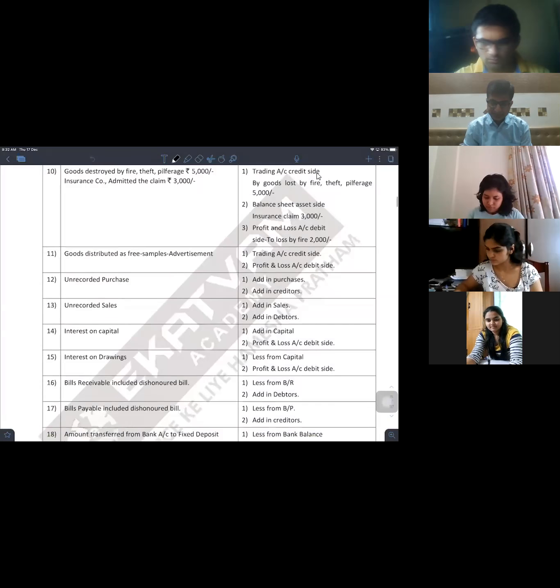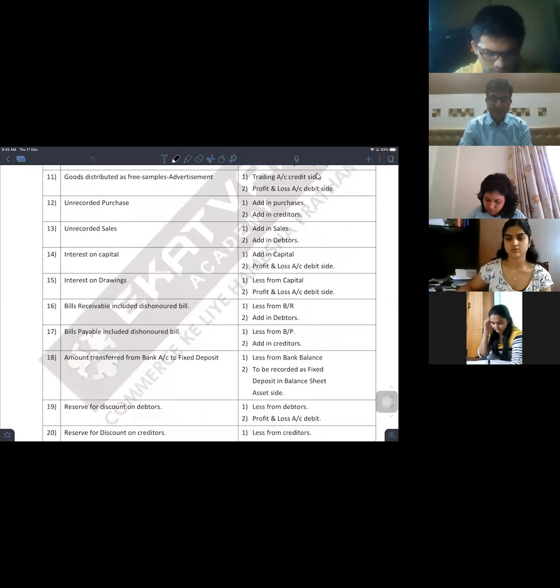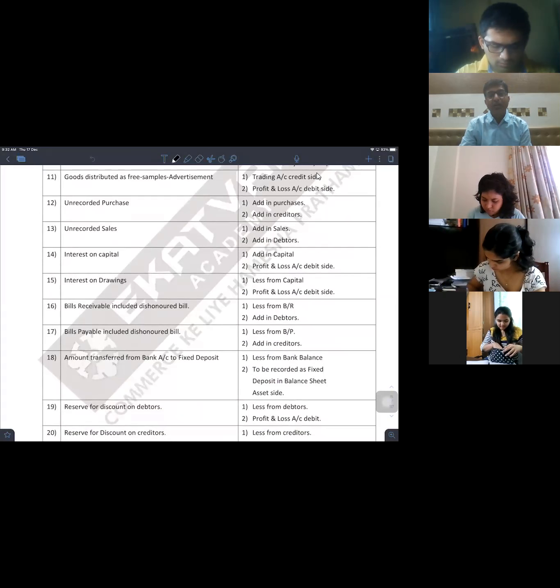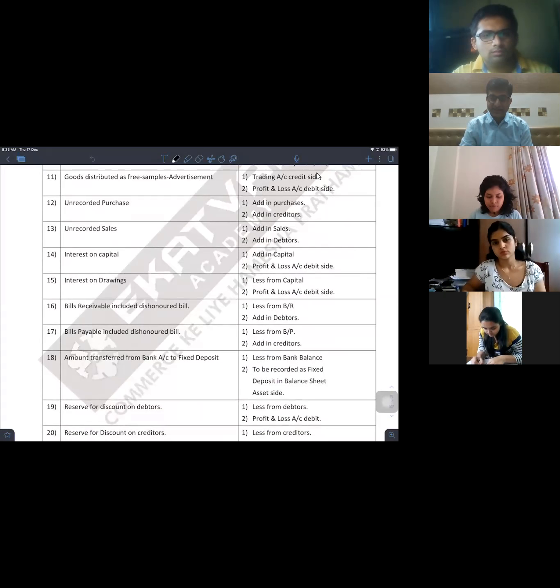Let's come to the next one. That is goods distributed as free sample. The adjustment related to goods distributed as free sample will be absolutely same as that of the uninsured loss. Means it will be credited to the trading account and will be debited to P&L account in the form of advertising expense. Because we have learned it earlier also that whenever the goods are distributed as free sample, it's basically for the purpose of advertising company's goods or not. And as it is for the advertisement of company's goods only, therefore, the value thereof will be credited to the trading account and debited to the profit and loss account. Am I clear? Yes or no?